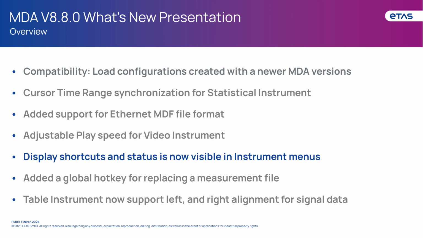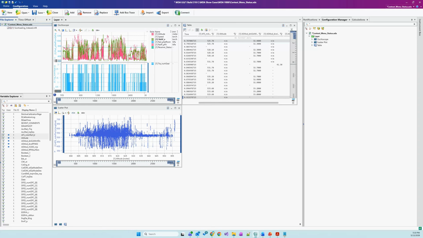In this section, I'd like to highlight the improvements made to display shortcuts, and status is now visible in instrument menus. We have made several enhancements to the instrument menus to improve your workflow and make powerful features easier to find. First, you will notice the keyboard shortcuts are now displayed directly within the drop-down menu. This improves discoverability, allowing you to learn essential shortcuts naturally as you work, without ever needing to check the documentation.